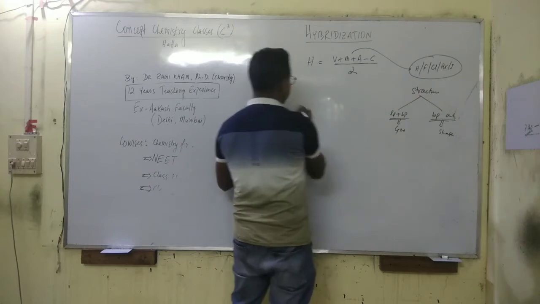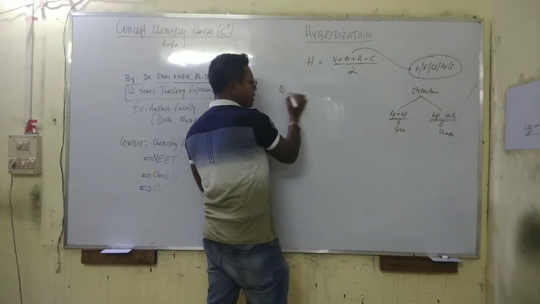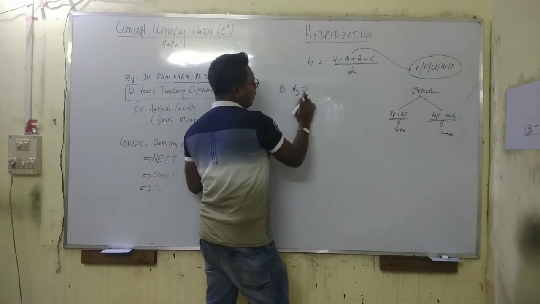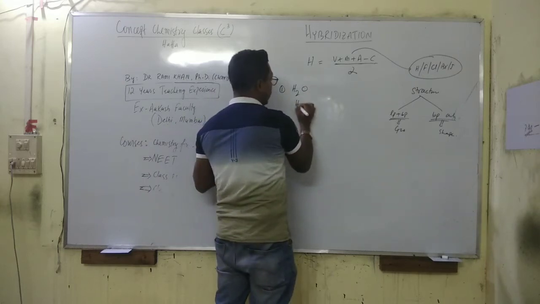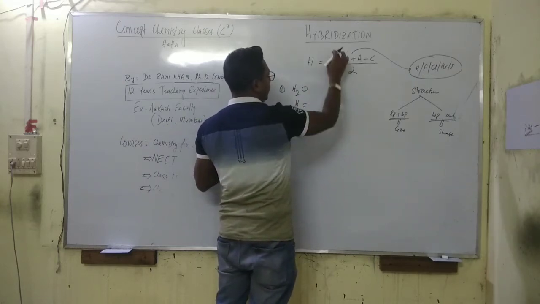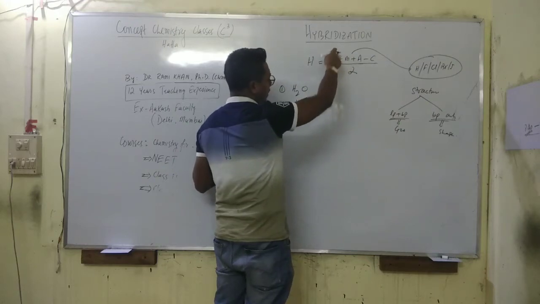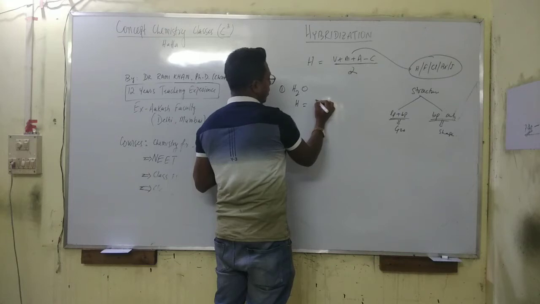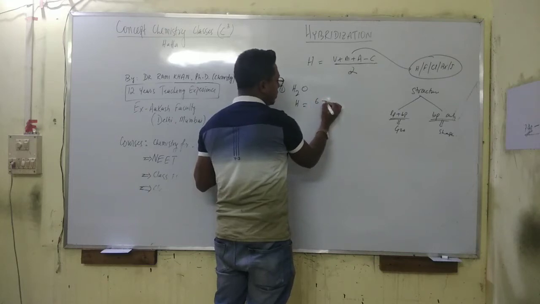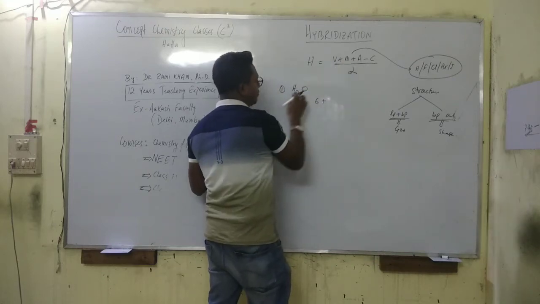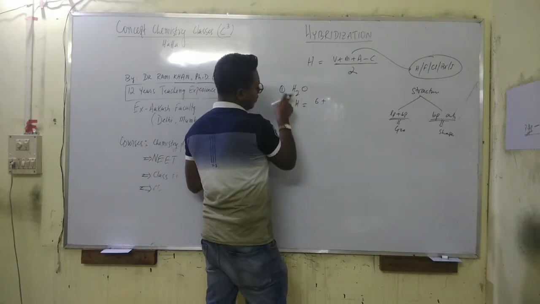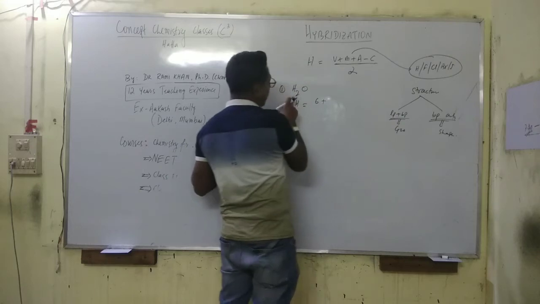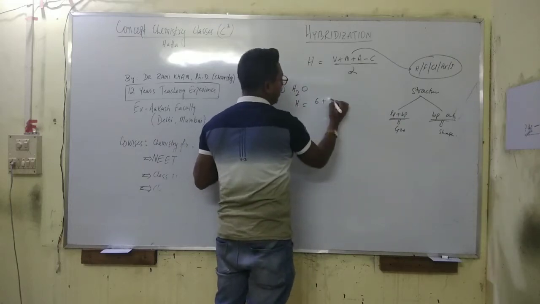This will be clear from this example. First example is a very common molecule, water. Here oxygen is the central atom, so applying this formula, V is the number of valence electrons of the central atom, oxygen, which in this case is 6. Monovalent atoms attached to the central atom: hydrogen is monovalent, and there are 2 hydrogen atoms, so in place of M there will be 2.